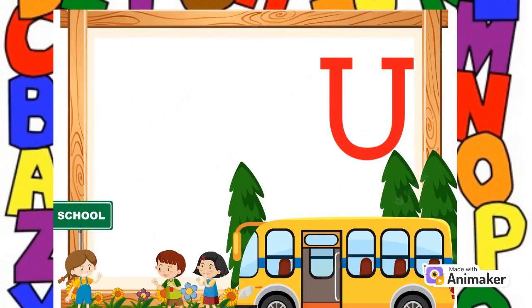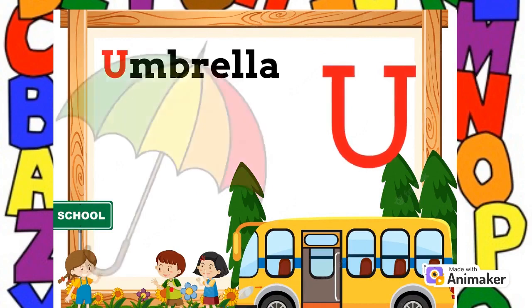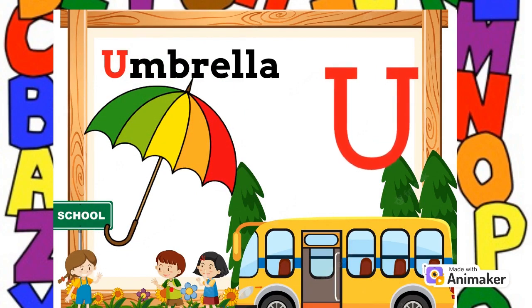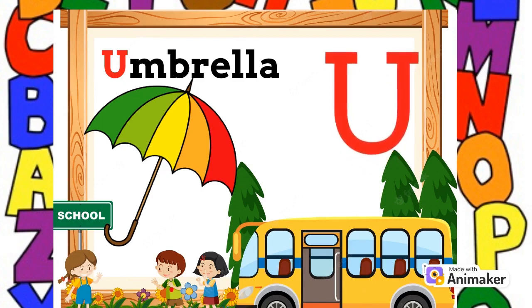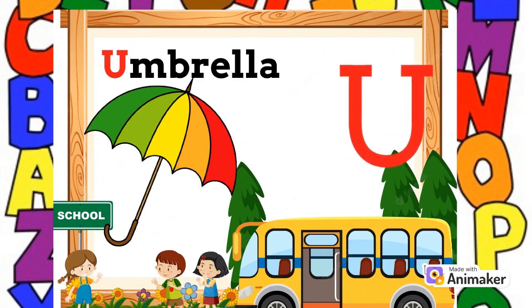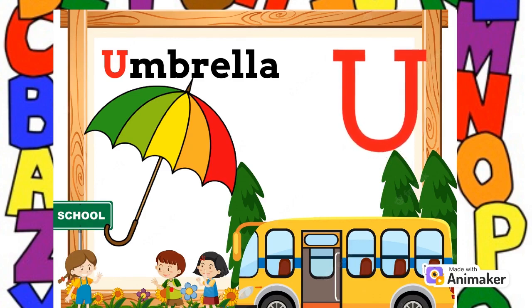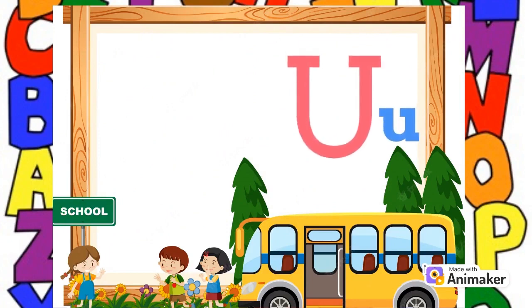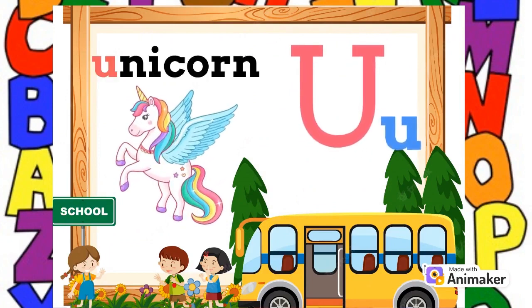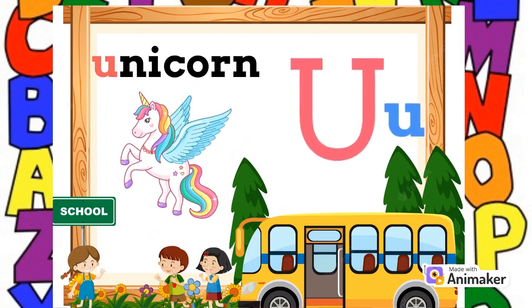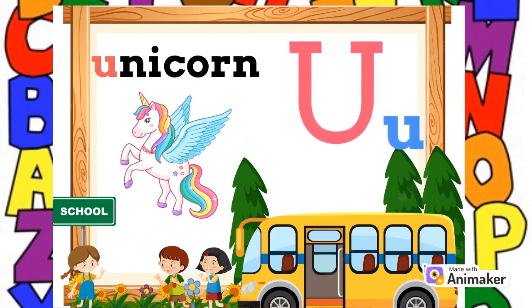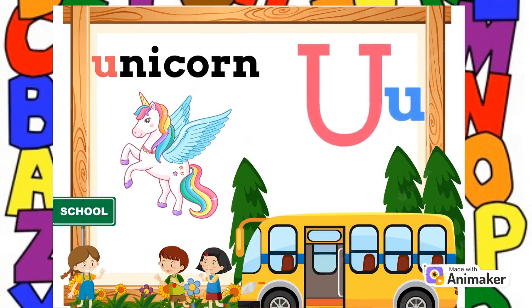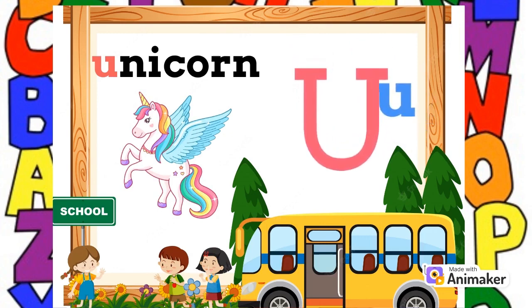U capital U. U for umbrella. U M B R E L L A umbrella. U for umbrella. U capital U small u. U for unicorn. U N I C O R N unicorn. U for unicorn.